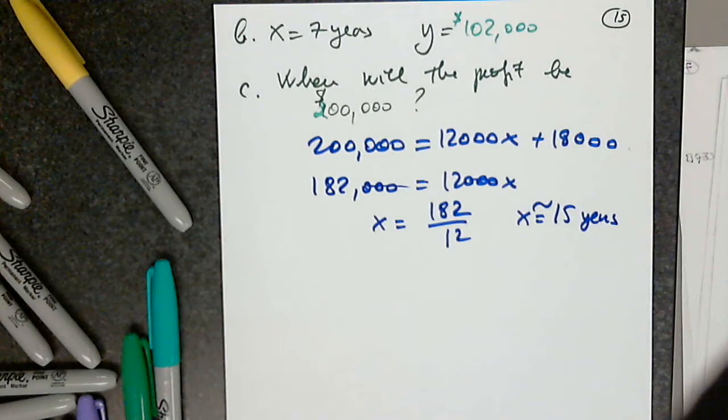So in 15 years from establishing the business, if the trend continues and no catastrophes happen and nothing impedes their traffic, quote unquote, then in 15 years their profit should be 200,000. Any questions for me?